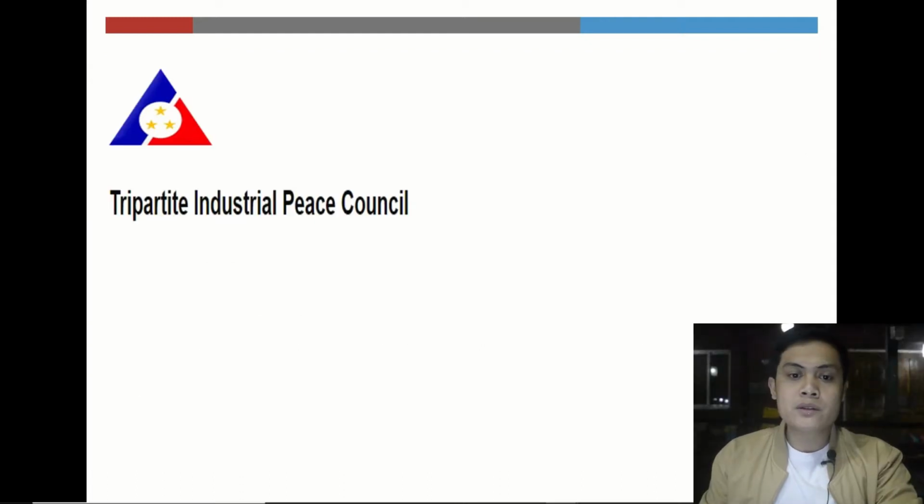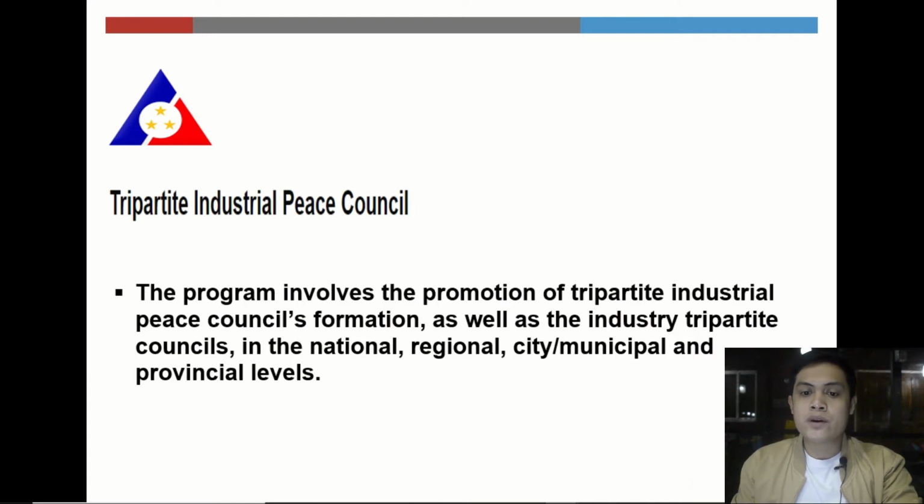Now, the tripartite industrial peace council, as defined, involves the promotion of the formation of tripartite industrial peace councils. As you can see, it is a peace council composed of 3 entities. Number one, of course, the Department of Labor and Employment, the government body that does the promulgation and policy formulation on how to take care of the employees. And in the tripartite council, there is also a representative for the workers, coming from the unions, and the management, the employers, or the company where these workers are connected.